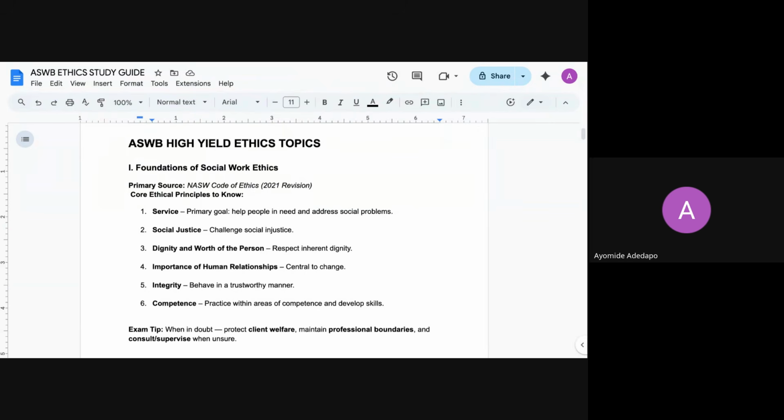So, ways to remember these. When I was studying, I was just like, okay, what are things that go together? So SNS, right? Service and justice. Then I, importance of human relations, integrity, and then competence and dignity and worth of the person. That's just how I remembered it. I was like, okay, two S's, two I's, and then a D, and then a C. That's how I remembered it. You got to figure out a way that it works for you.